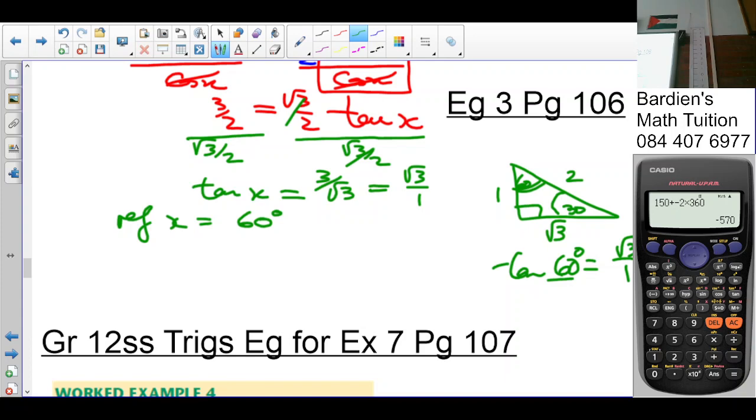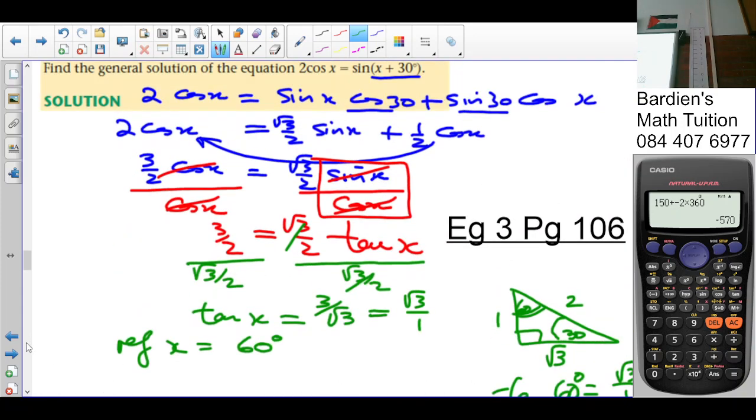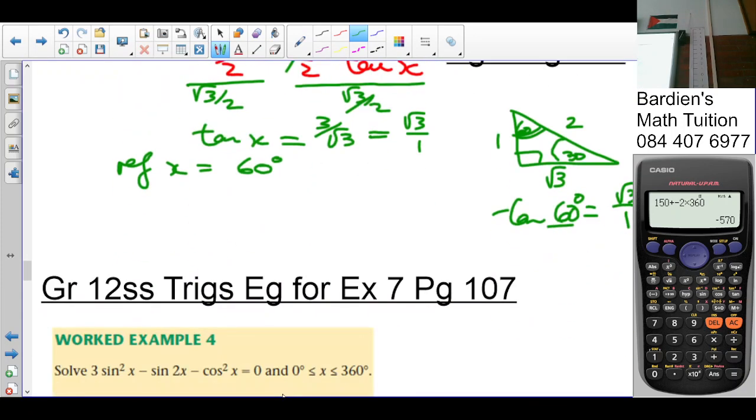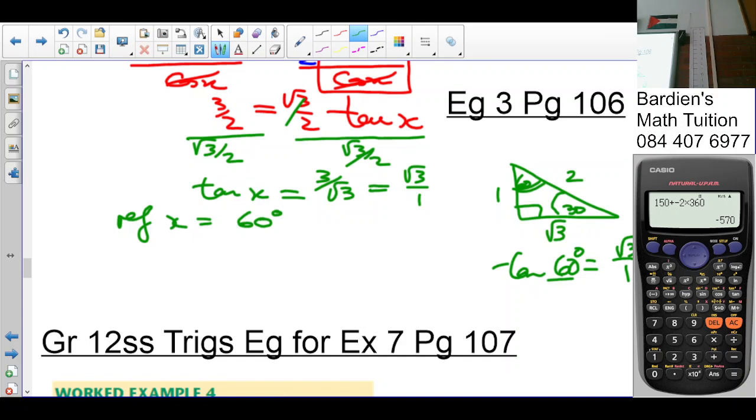So what was the question? The question was, find a general solution. So which question comes to mind? In which quadrant is tan positive? So tan is positive in 1 and 3. But remember, okay, so it's 1 and 3. Before I tell you now what to remember.